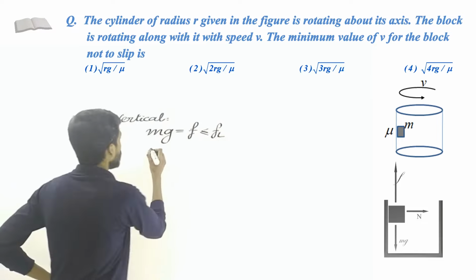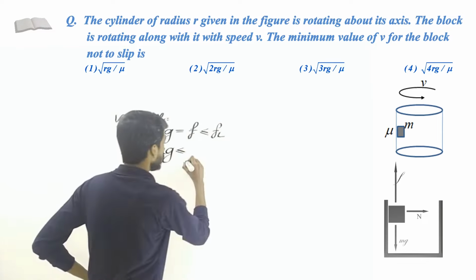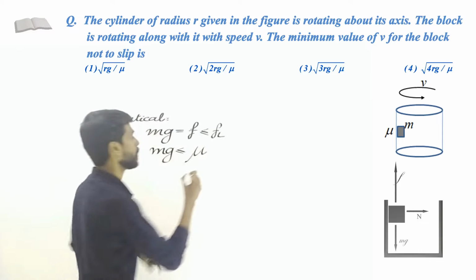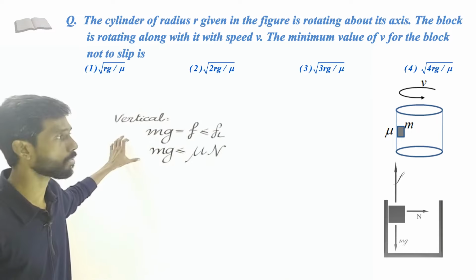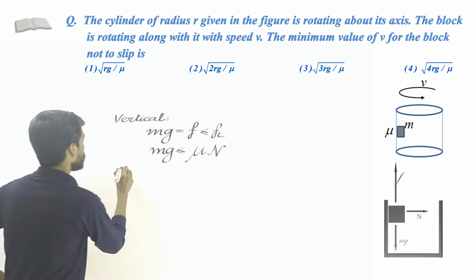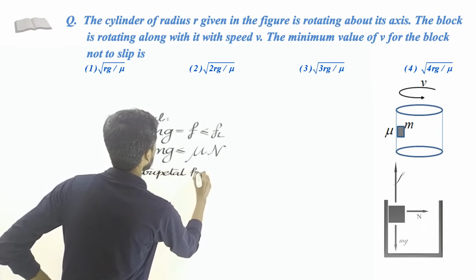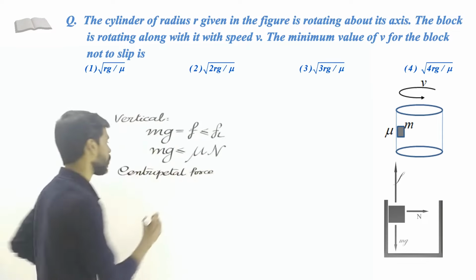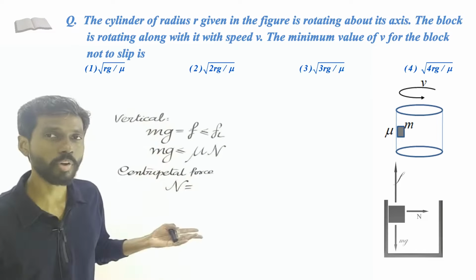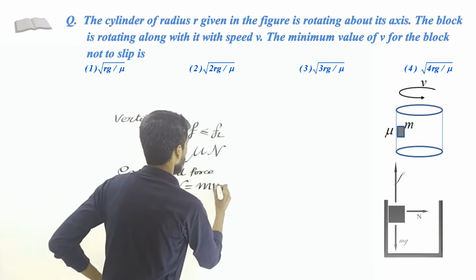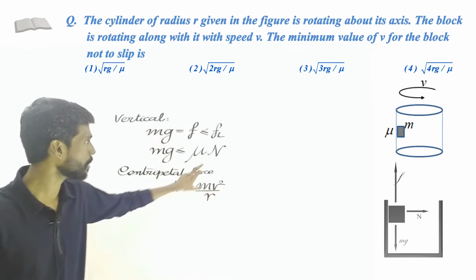This is static friction because there is no relative motion between these two objects. Static friction should be less than or equal to the limiting friction. So mg must be less than or equal to mu multiplied by the normal force. Now let us use this normal force in the centripetal force. What is the centripetal force here? That is only due to the normal force. The normal force is the centripetal force, which equals mv square by r. So that N can be substituted here.